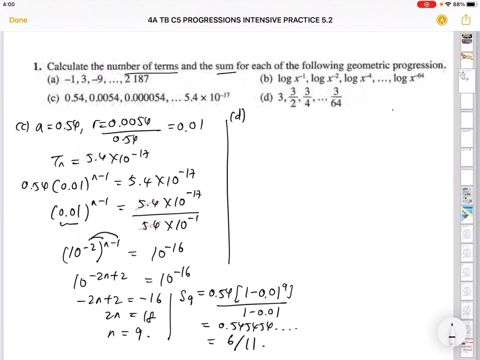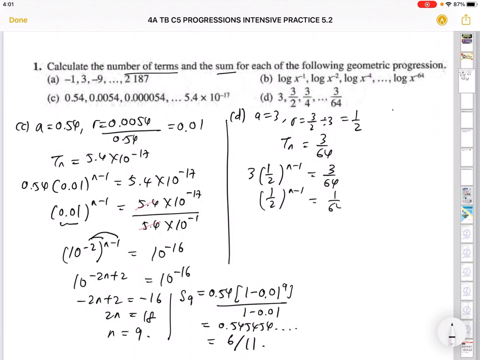Okay, part D, my first term a is 3. My common ratio, I'll take T2, 3 over 2, divided by T1, 3, which is just half. So my Tn is 3 over 64, so we use a r to the n minus 1 equals 3 over 64. The 3 and 3 over 64, you can cancel them, left with 1 over 64. Now 1 over 64 is basically 1 over 2 power 6. So n minus 1 is 6.